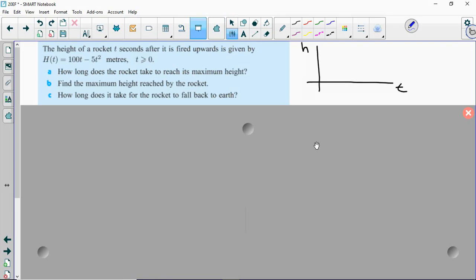So in this problem there are 2 variables. They're not x and y, but they're t and h. All right, so h is the height at a particular point in time. And it doesn't matter that it's a rocket, it could be any object that's being launched into the air.